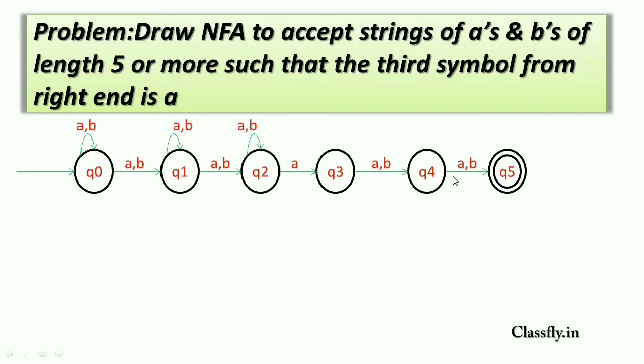Why don't Q3, Q4, Q5 have self loops of A and B like Q0, Q1, Q2? Because if they had self loops, then the last condition of the problem, that the third symbol from the right end is A, cannot be satisfied, because the third symbol should be A. If we consider self loops, it will become a fourth or fifth symbol. So, to have A as the third symbol, there should not be any self loops on the last three states of the transition diagram. So this satisfies the condition given in the problem, and this is the solution for the problem.